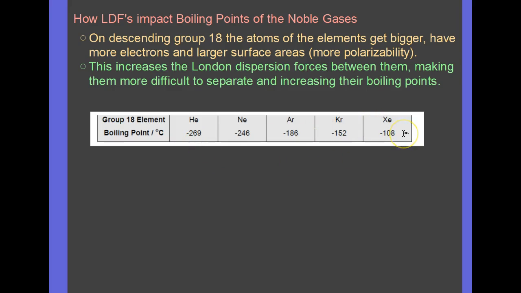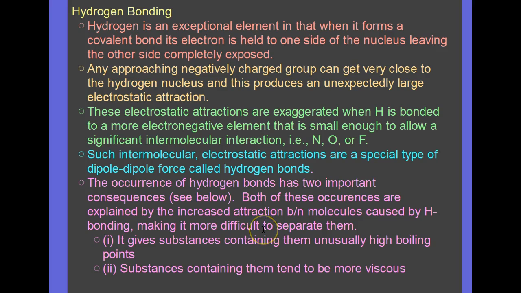So the xenon molecules are held more tightly together because they have more electrons and they're more polarizable, which increases their London dispersion forces, or their attraction for one another. Hence, it's harder to move them apart by boiling.